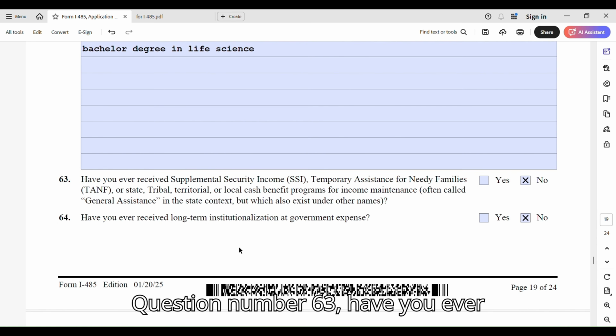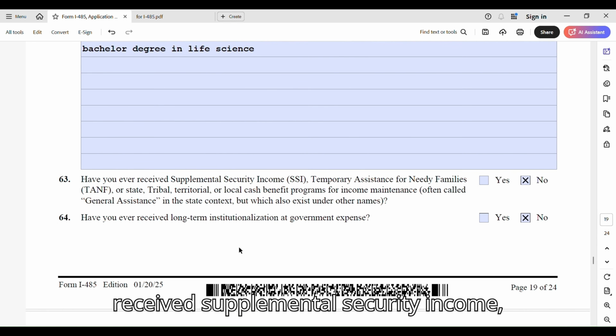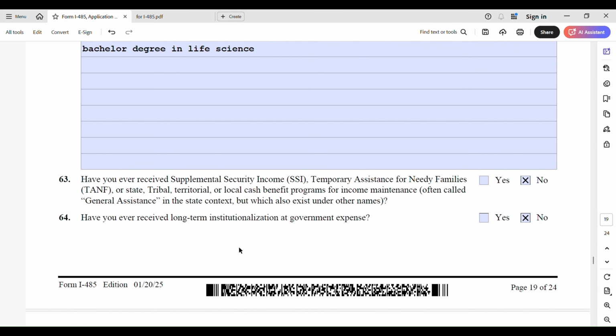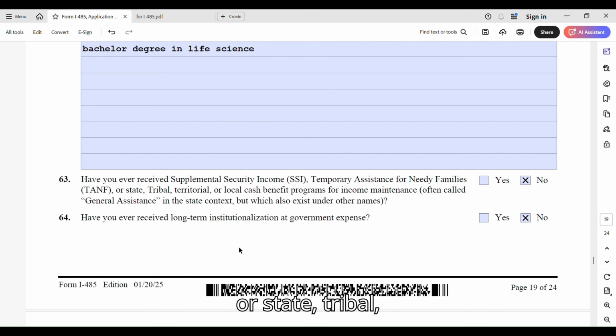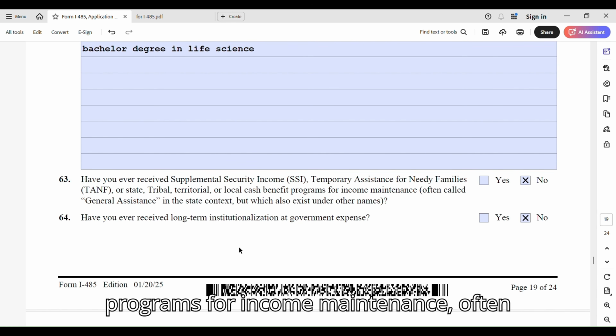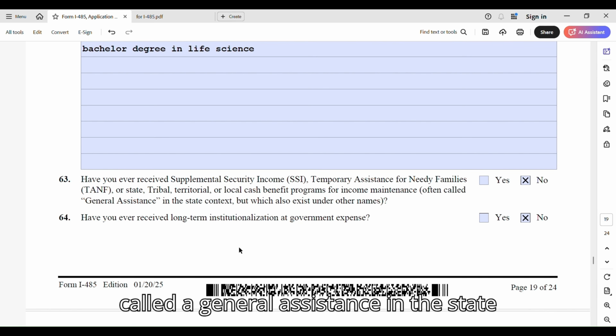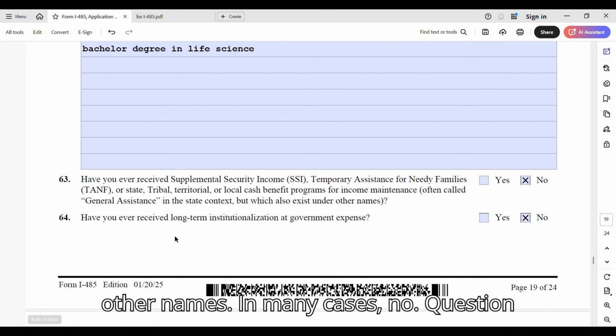Question number 63. Have you ever received supplemental security income, temporary assistance for needy families, or state, tribal, territorial, or local cash benefit programs for income maintenance, often called general assistance in the state context, but which also exists under other names? In my case, it is no.